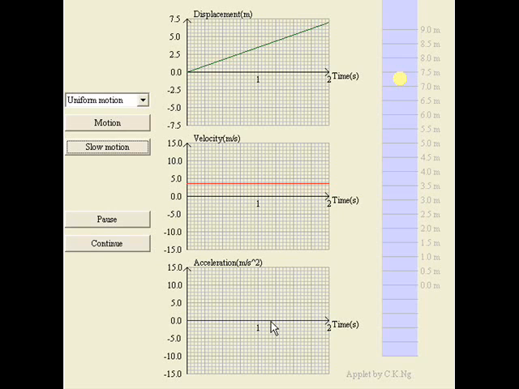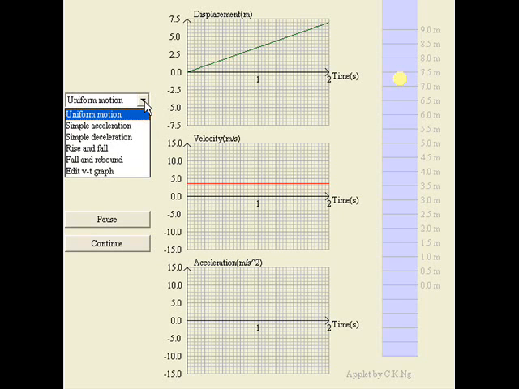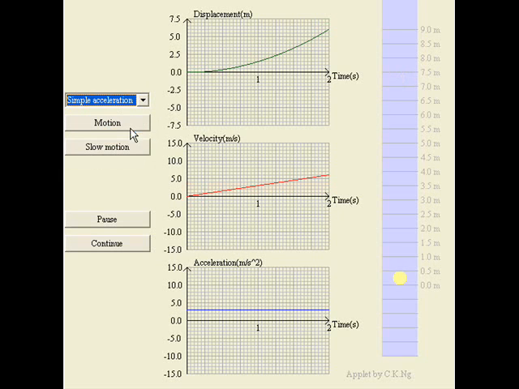Notice we've got zero acceleration. That means that the speed is not changing over a period of time. The speed remains constant. Let's have a look at a simple acceleration graph.